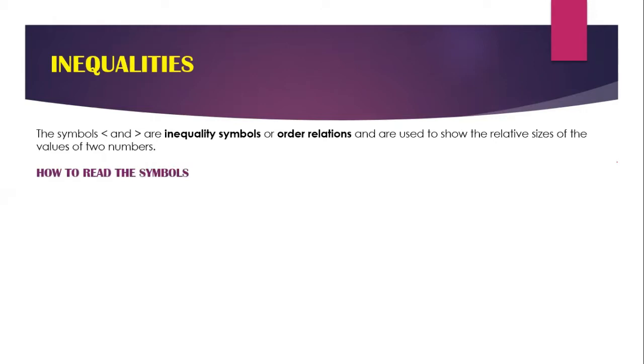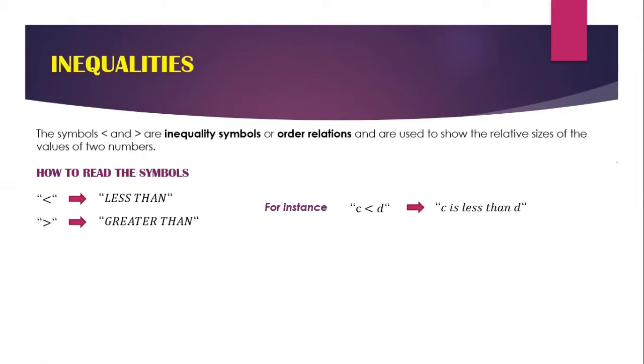Okay, students, how to read the symbols? This is the first. We can read the symbol as less than. The second one, you can read as greater than. For instance, C less than D. You can read it as C is less than D.